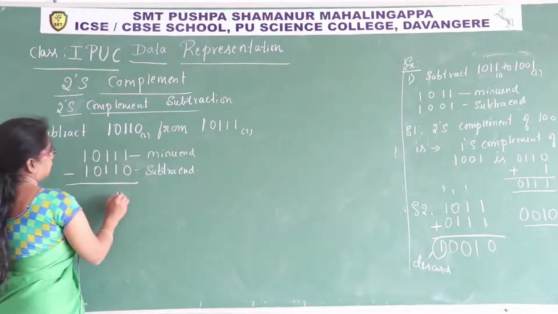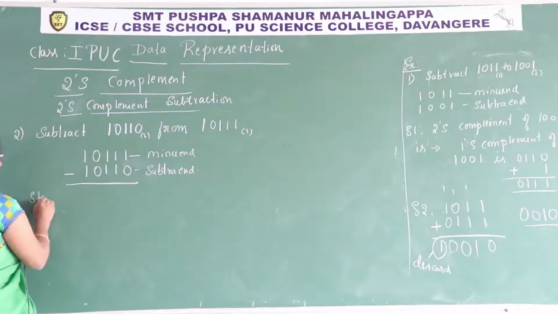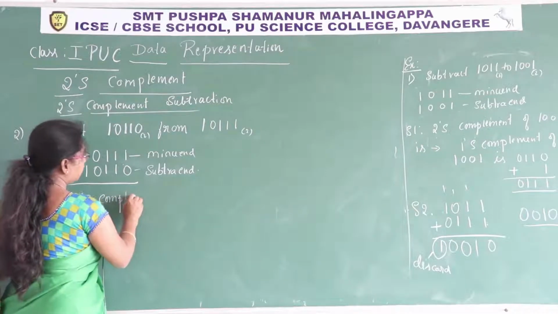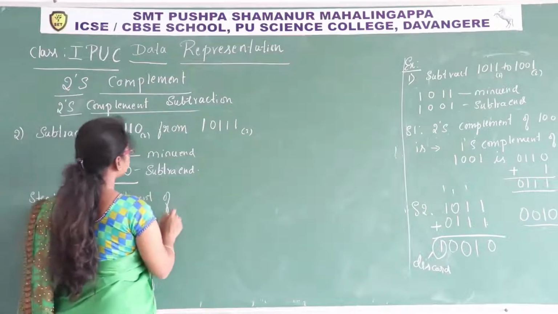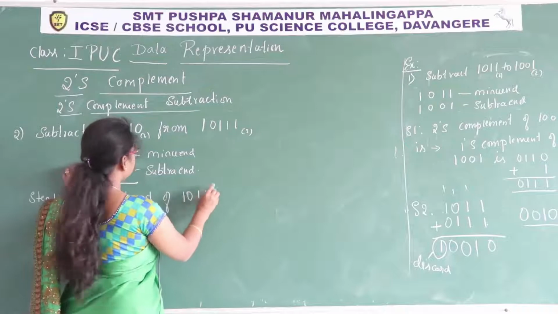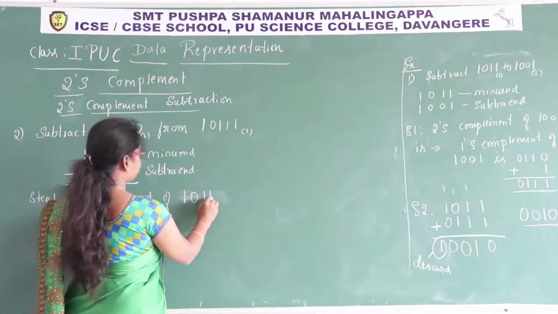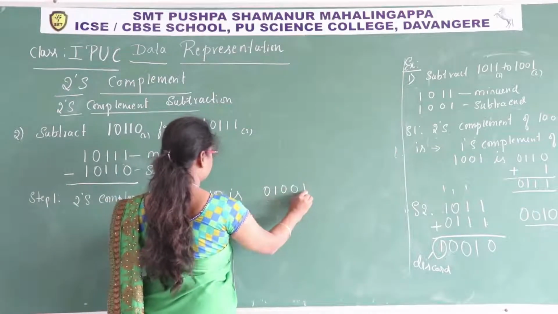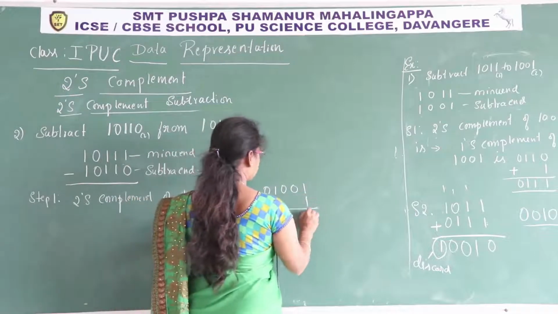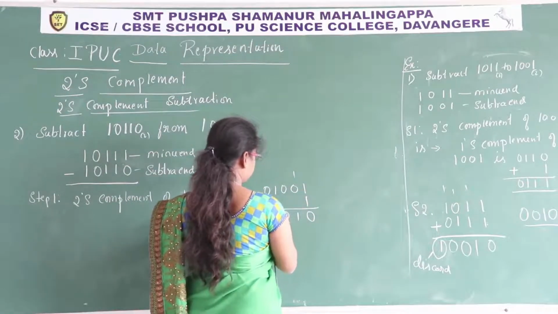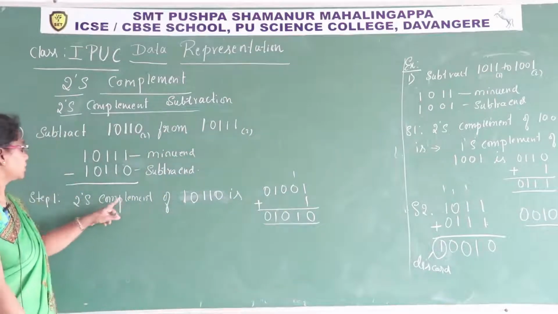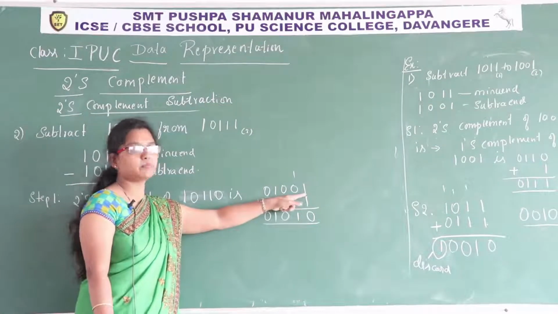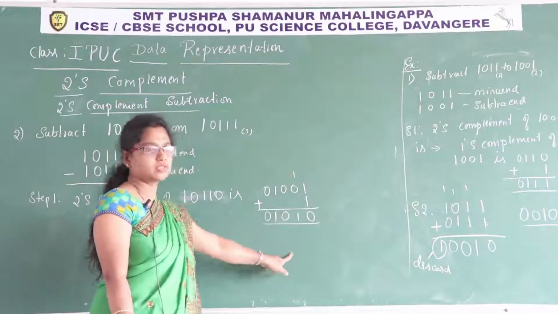Now step 1: 2's complement of the subtrahend, 10110, is: 1's complement 01001, plus 1, gives 01010. Isn't it? The given subtrahend is this one and this is its 1's complement. We added 1 to the LSB of this number, so we got the 2's complement of this number.